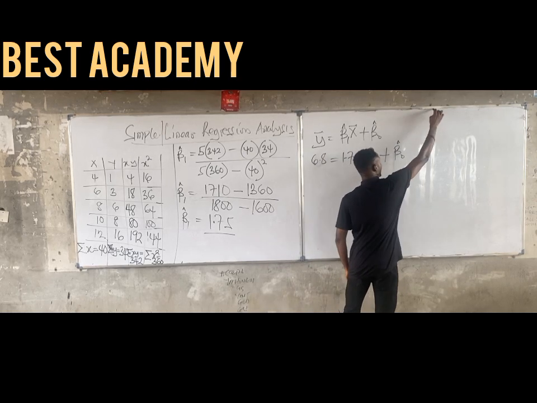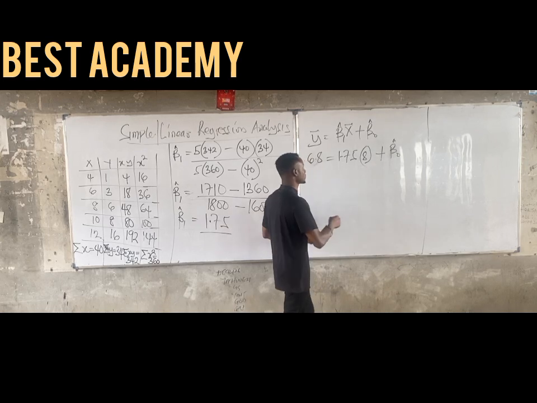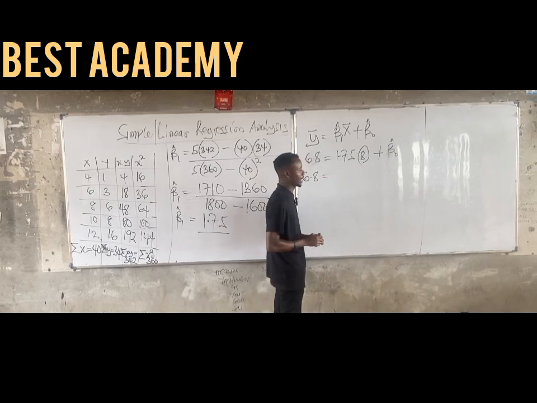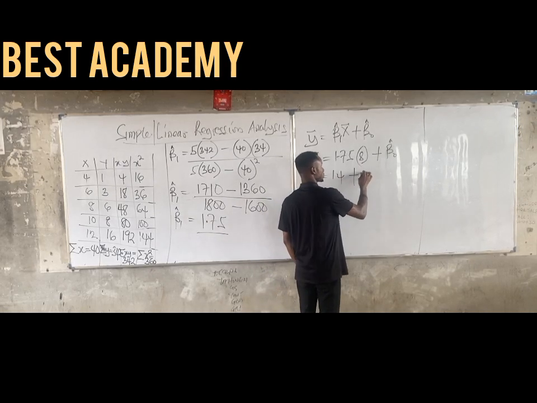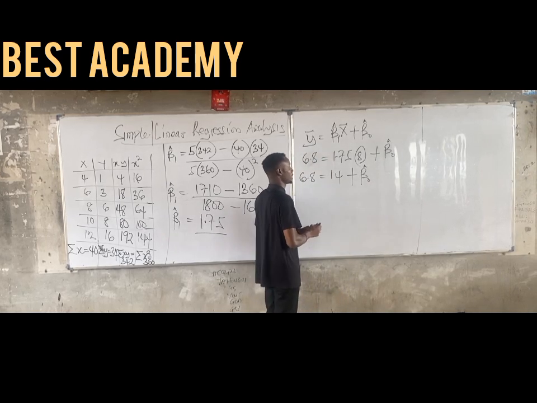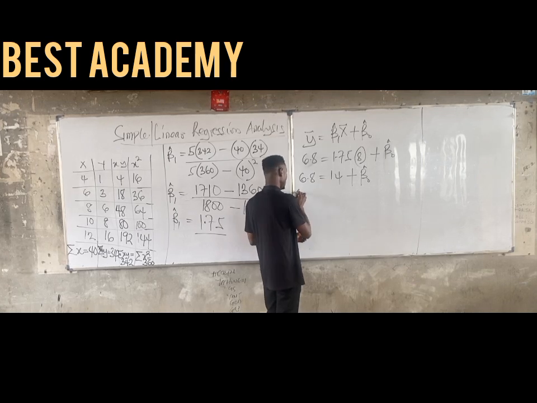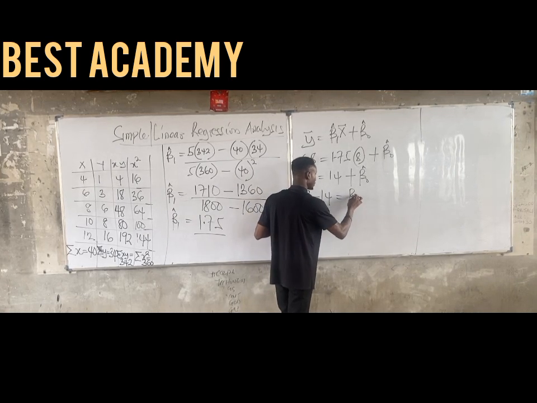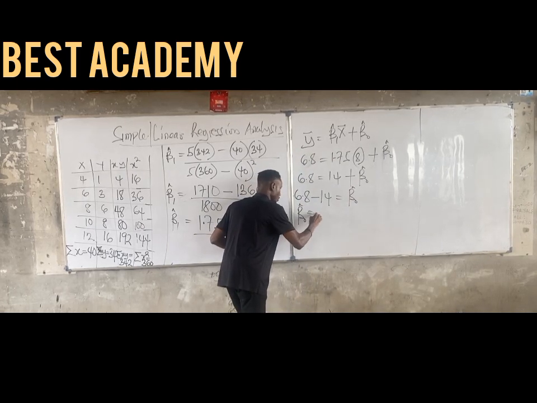Now, class, our intention here, remember, is to make this beta not hat the subject. So let's punch our calculator. 6.8 is equal to 1.75 times 8. That is 14, plus beta not hat. Let's make this the subject. So anything with a number should be shifted to one side, while the one that's not a number should be on the other side. So this will be 6.8 minus 14 is equal to beta not hat. Punch your calculator, please. Beta not hat is equal to minus what?